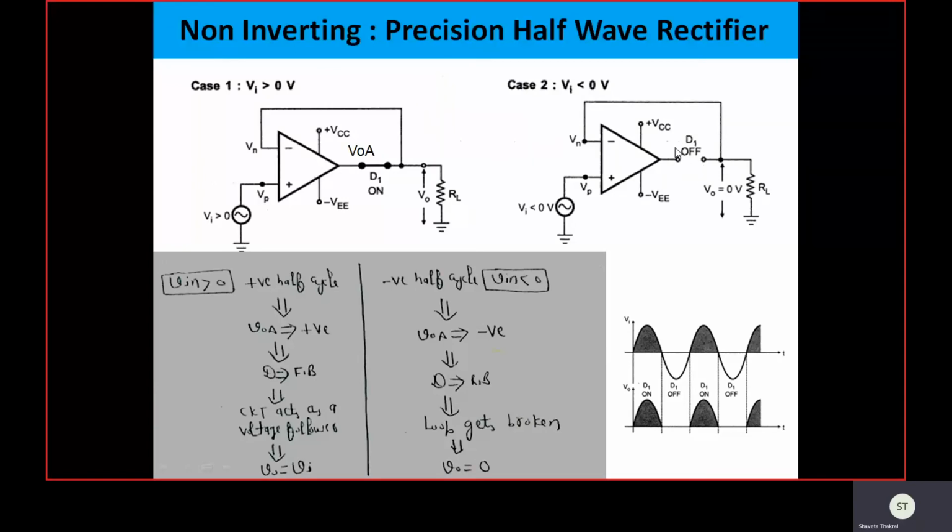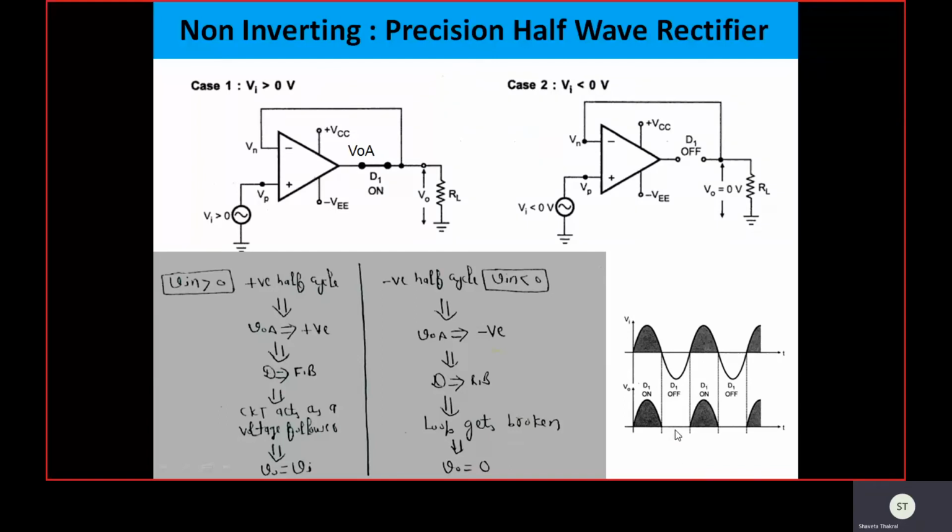So obviously the feedback path is now open, so the circuit is not working as a voltage follower now, and as the feedback path is open, that means no voltage is coming at this particular point, and the output voltage obtained here will be 0. So corresponding to the negative half cycle, as the diode is reverse biased and the loop gets broken, the output obtained here will be 0.